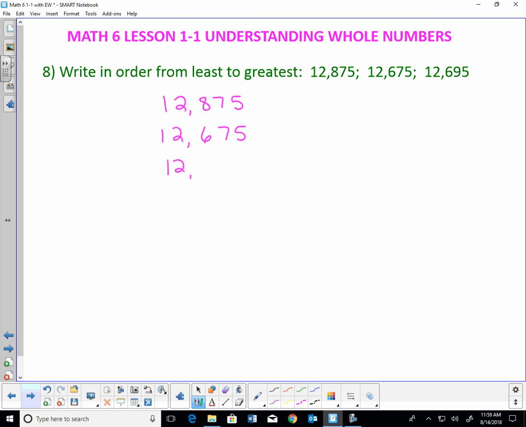So 12,875, 12,675, 12,695. I already know by looking at these, they all have 12,000s, but then I'm looking at 800, 600, 600. Out of the three of these numbers, 800 is the largest number. So if I'm going from small to large, this is my third number. It's the largest number. It has to be number 3.